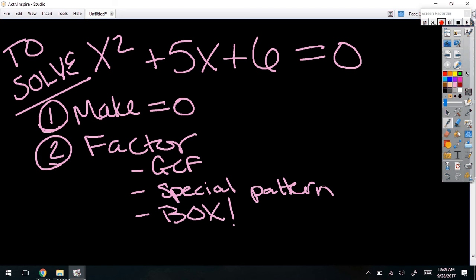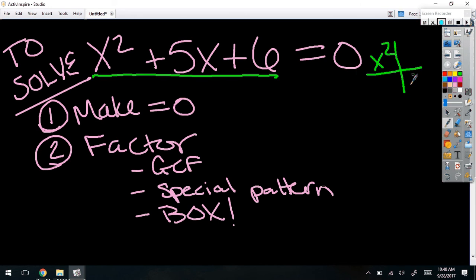So nothing new yet. It already equals 0, but if I need to factor that, is there a GCF? No. Is it a special pattern? No. Well, it's not a difference of 2 squares because there's 3 terms. The ends, 6 is not a perfect square, so it's not a PST. So I'm going to have to put it in the box. Process of elimination.